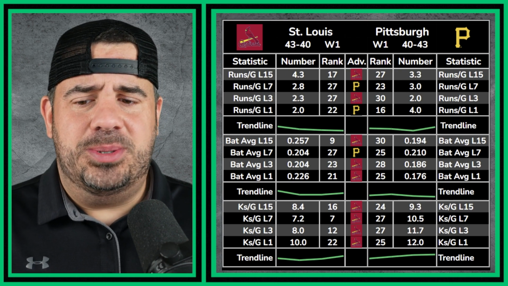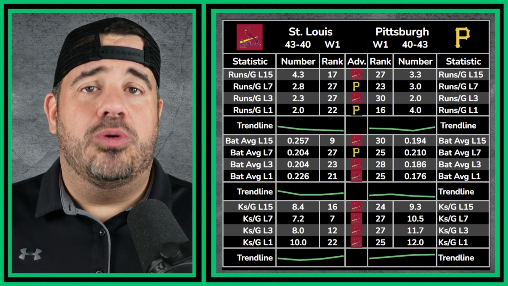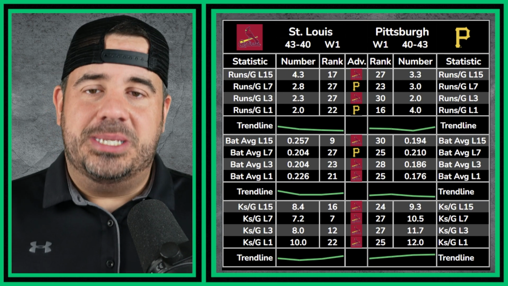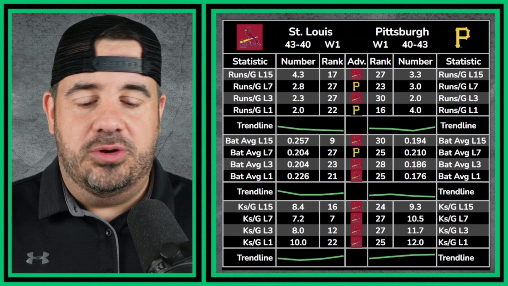But the main concerns are strikeouts. Again, 11.7 for 27th. Pittsburgh, terrible in these categories. St. Louis, slightly terrible. So they're both not doing too good. So under is in play. Nerfy is in play. Let's look at the pitchers and see if we want to take either of those.